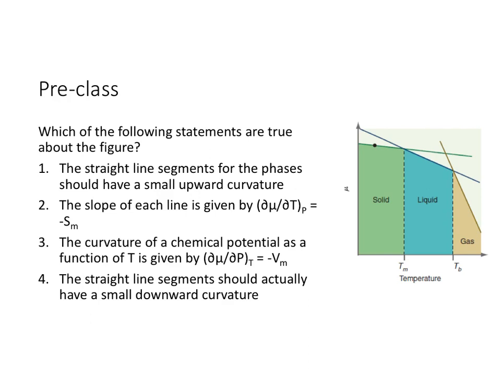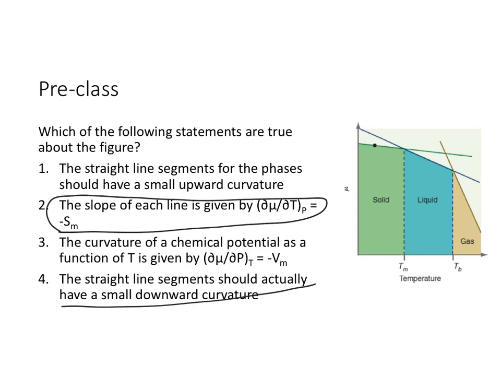Which of the following statements are true about this figure to the right? It turns out that this one is true, and also this one is true. Notice that number 1 and number 4 are kind of opposite statements to each other. However, it is possible that both of them could have been false if these were perfectly straight lines that we're looking at. But it turns out that number 4 is correct.